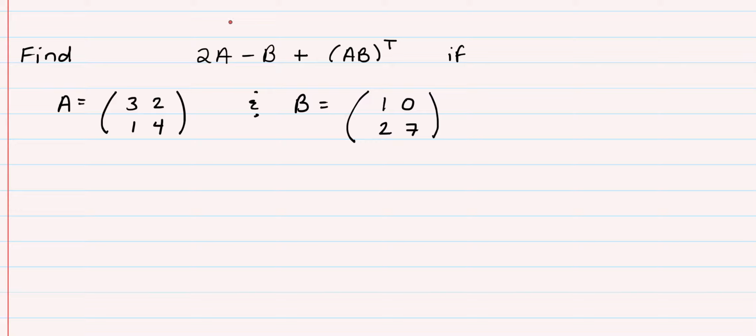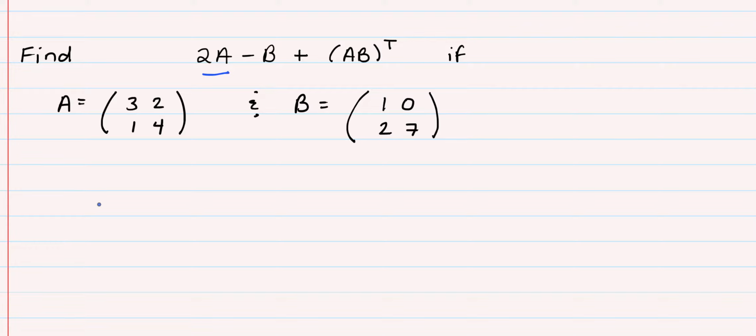Let's find this right here. It says 2 times A minus B plus A times B transpose, where A and B are these 2 by 2 matrices. So I just want to combine these matrices here. And how we're going to do this is we're just going to follow order of operations, just like we do normally with real numbers. So I'm going to take A and multiply it by 2 using scalar multiplication. And then I'm going to subtract B from this 2 times A. And then I'm going to multiply A times B, then take the transpose of that matrix and add it to 2A minus B. So let's figure out all these little pieces.